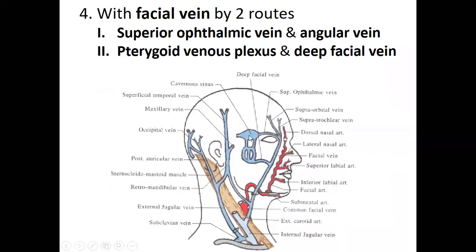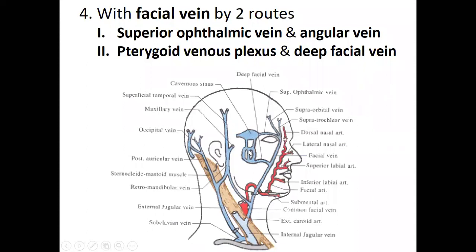Now, this cavernous sinus also communicates with the facial vein. This blue color is the facial vein. It communicates with the cavernous sinus through two routes. One is the superior ophthalmic vein and angular vein. The angular vein is formed by the union of the supraorbital and supratrochlear veins. So the angular vein, through the superior ophthalmic vein, communicates with the cavernous sinus.